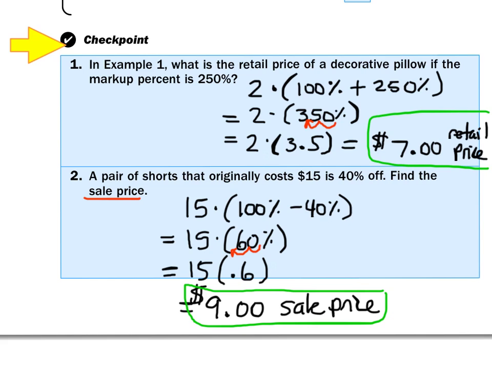Number 2, it says a pair of shorts that originally cost $15 is 40% off. Find the sale price. So I take the original amount, and then I'm just going to take the original percent, the 100%, and since it's 40% off, I'm going to subtract 40%. So that's just $15 times 60%. I grab the decimal point, move it 2 places to the left. That's 15 times 0.6, which just gives me a $9 sale price for the pair of shorts.